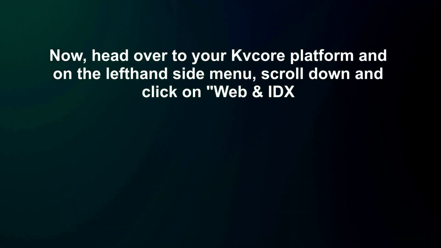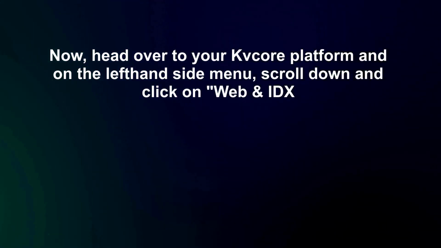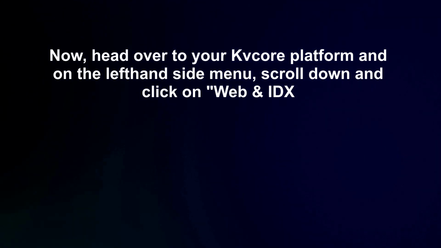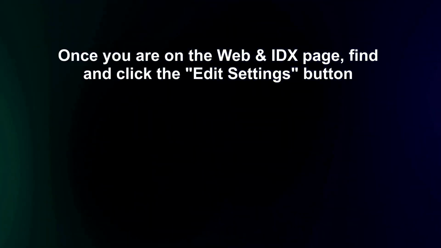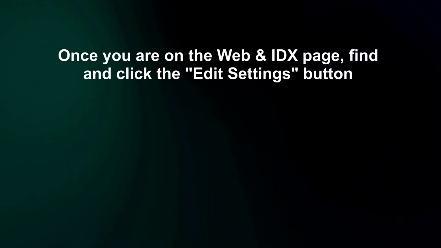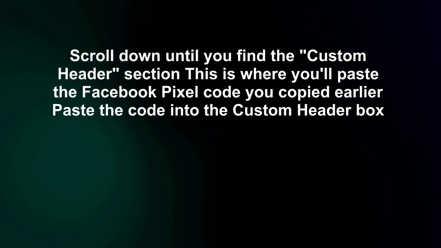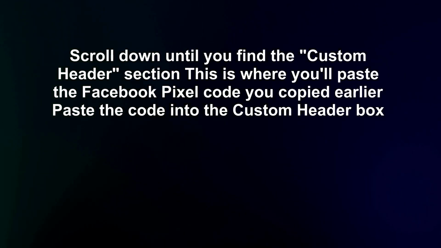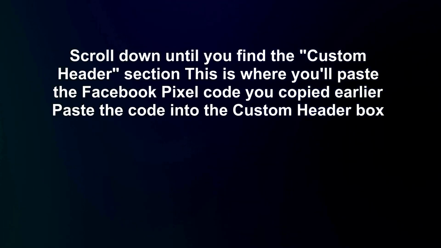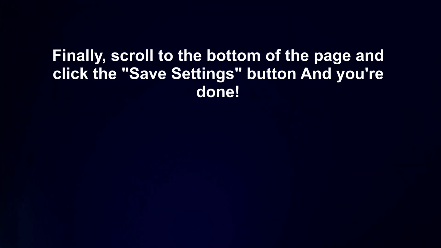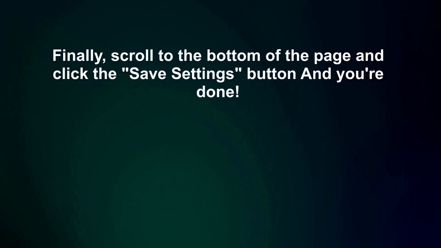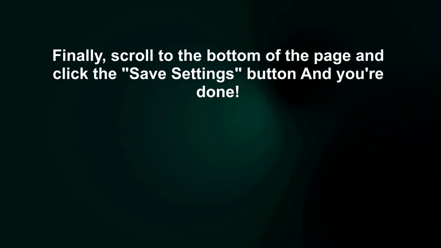Now, head over to your Kvcore platform and on the left-hand side menu, scroll down and click on Web IDX. Once you are on the Web IDX page, find and click the Edit Settings button. Scroll down until you find the Custom Header section. This is where you'll paste the Facebook pixel code you copied earlier. Paste the code into the custom header box. Finally, scroll to the bottom of the page and click the Save Settings button and you're done.